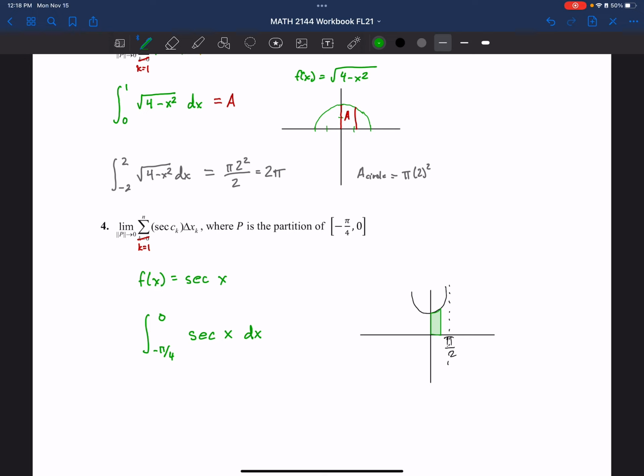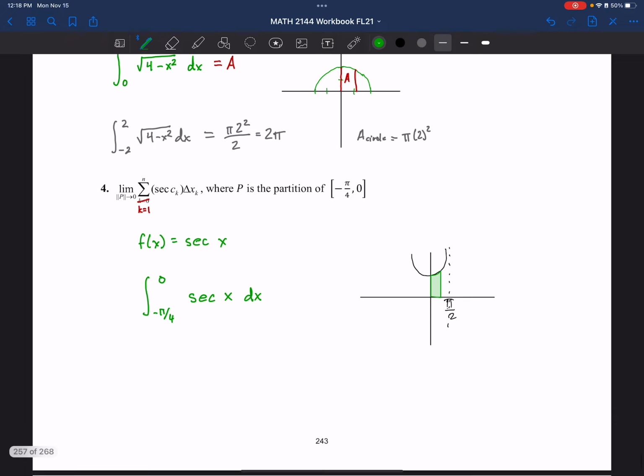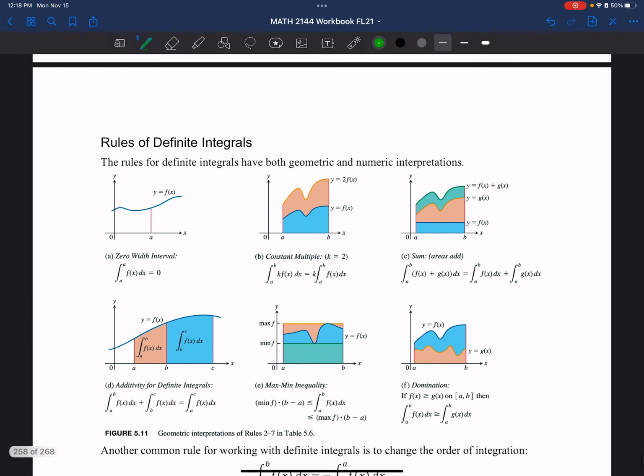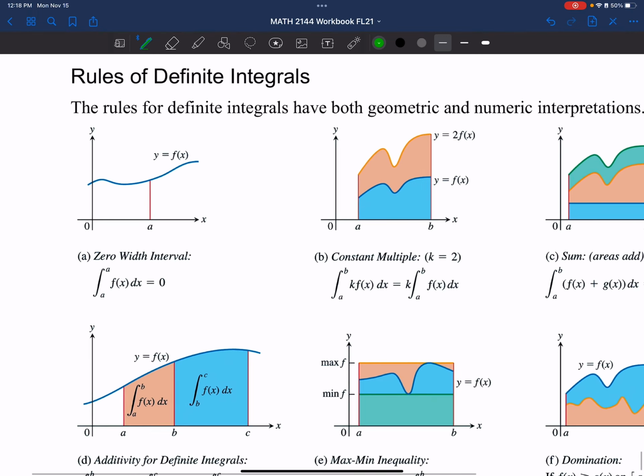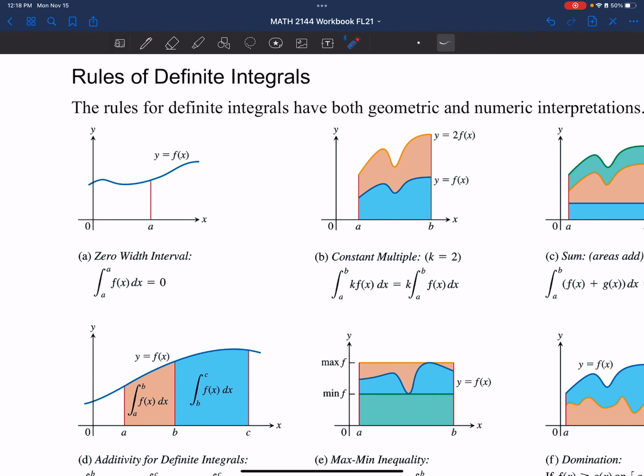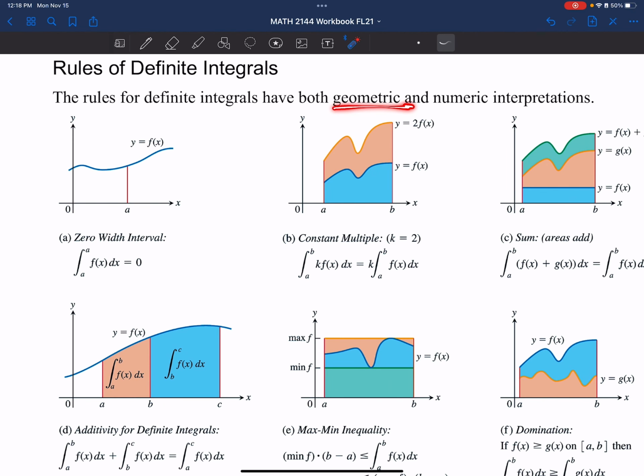Okay, so what we're going to want to do is have some properties on how to simplify these definite integrals. So that's what the next page is. Again, I really wanted to emphasize that these represent the area under a curve, so there are some nice properties. Let's just talk through them, and we'll apply a couple of them down below. So these are the rules for definite integrals. They have both geometric and numeric interpretations.